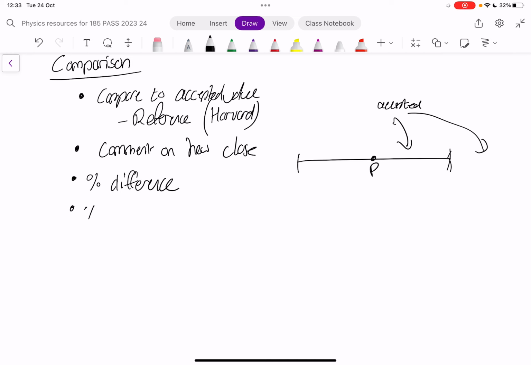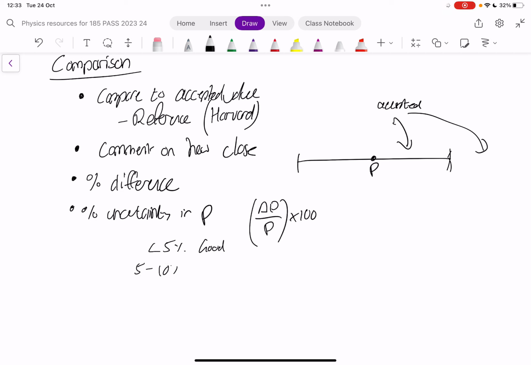It's worth sometimes calculating a percentage uncertainty in rho. Remember that delta rho over rho is the fractional uncertainty, or the relative, but multiply that by 100 and you've got a percentage uncertainty. So remember that anything which is less than 5% is good. Anything that's between sort of 5 and 10% is okay, it's acceptable.